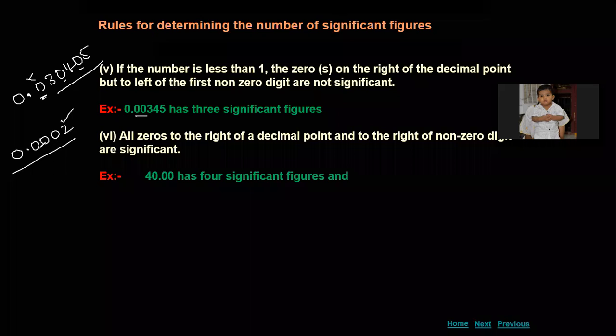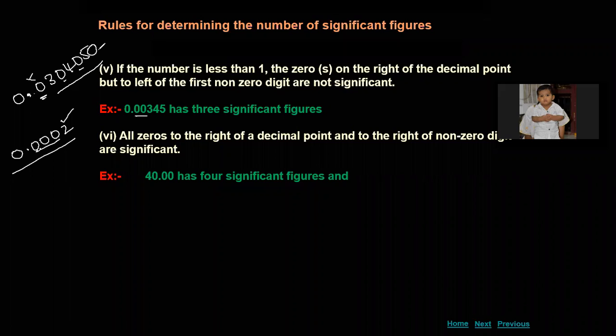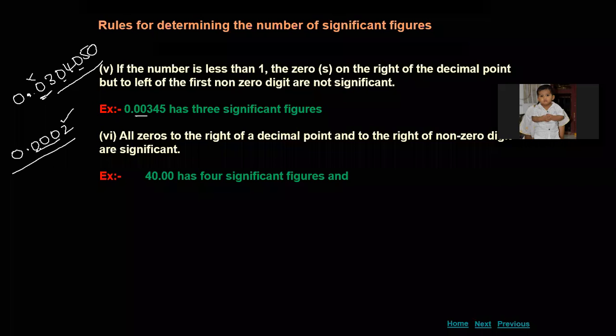Now, if the zeros are there after a non-zero digit, those are significant only. If it is at the end also, it is significant only. When a decimal is there, if trailing zeros are there, those are also significant only. But if a decimal is not there, if trailing zeros are there, like 3 0 4 0 5 0, these five are significant, but this last zero is not significant. There is no decimal.